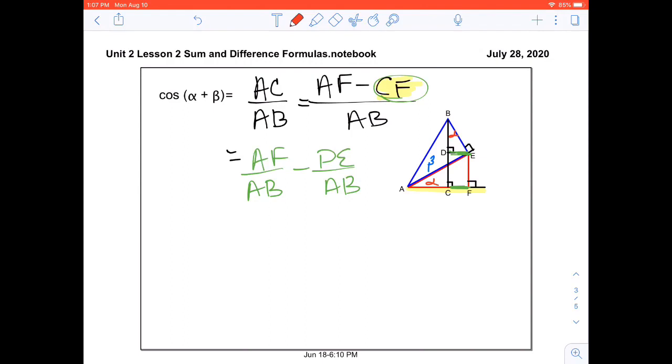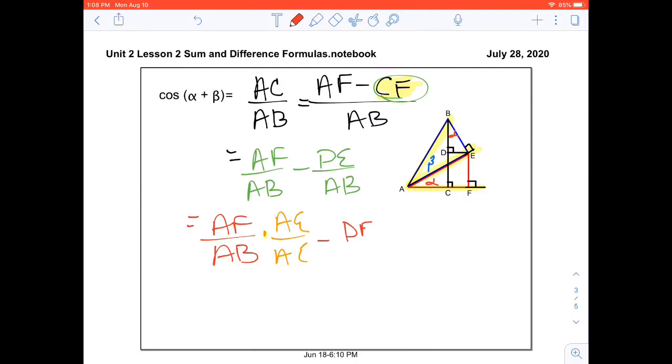So it follows similar to the sine proof. Let's look at AF over AB, and let's look at that ratio and see what they have in common. So if I look at AF and I look at AB, what is a segment that they both have in common? Well, that's segment AE. It's hypotenuse to the AF side, and it is a side to the hypotenuse of the AB side. So we're going to go ahead and multiply by 1, because as long as we multiply by 1, we stay equivalent. And I'm going to multiply by the measurement of AE over AE.